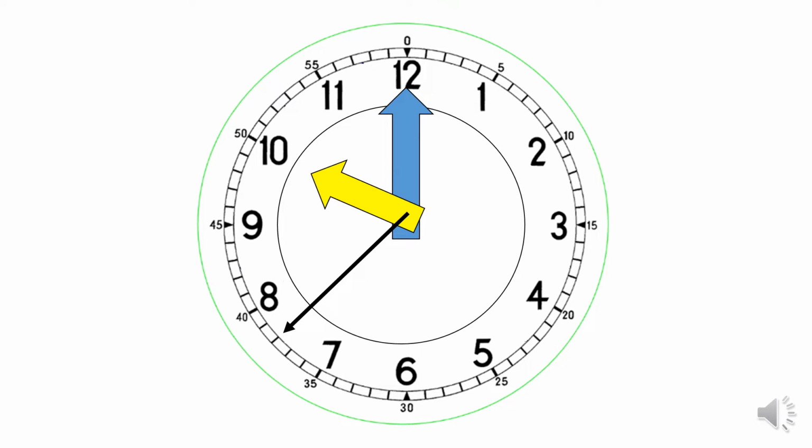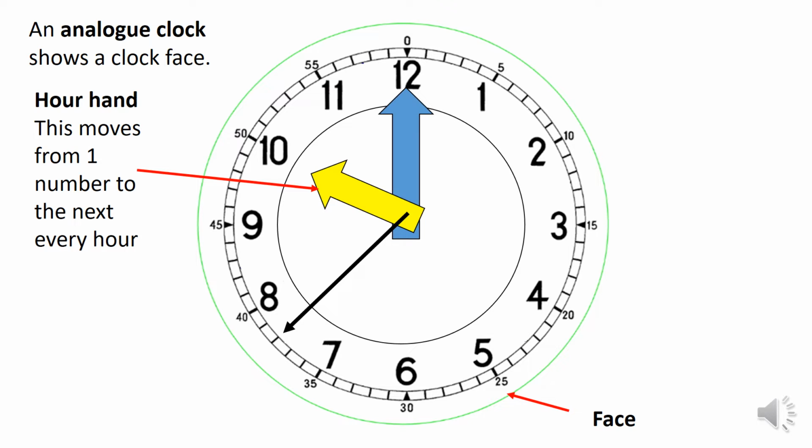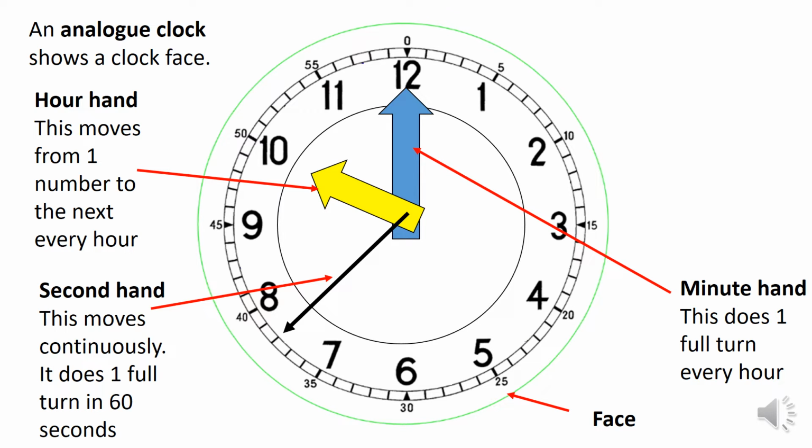I have here a clock. The clock's got lots of different information on it. Firstly, this is an analogue clock, and it shows a clock face. We have an hour hand, which is the shorter of the hands, and this moves from one number to the next every hour. We also have a minute hand, and this does one full turn every hour. We have a second hand, and this moves continuously. It does one full turn in 60 seconds.